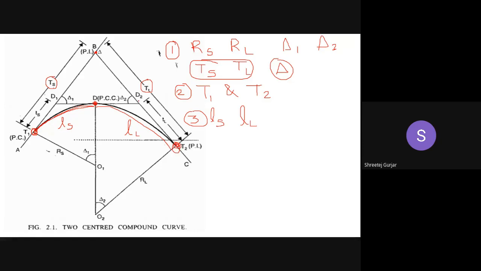You will be knowing the chainage of B. You can calculate the T1 chainage, right? If you subtract TS from the chainage of point PI, you will get the chainage of T1, right? And if you add LS, the length of the curve, you will arrive at the chainage of D, correct? And if you add LL, you will arrive at the chainage of T2.